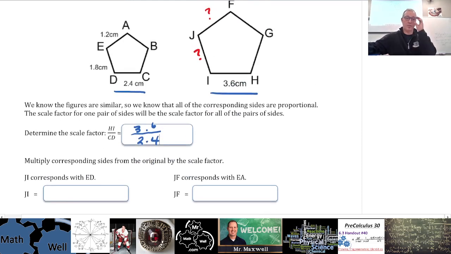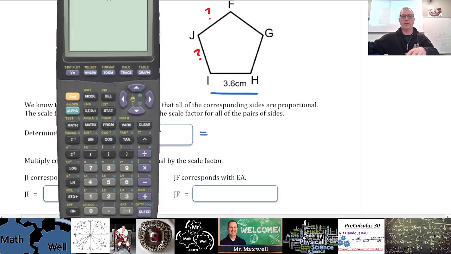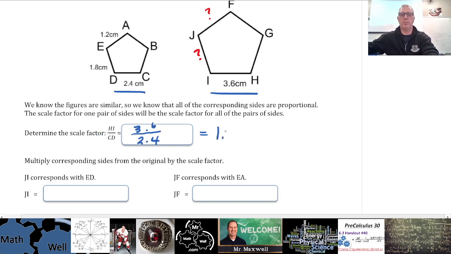3.6 divided by 2.4. Now, what is that as a scale factor? You can get your calculator out, and we'll do that. 3.6 divided by 2.4 is 1.5. Nice. 1.5. Famous scale factor today. So that means that if I took the small measurement and multiplied by 1.5, I should get the bigger measurement.